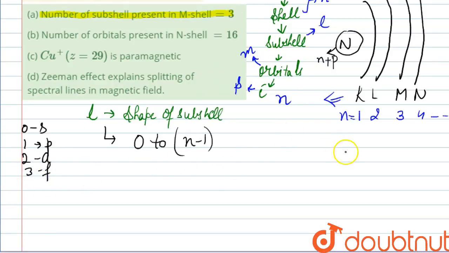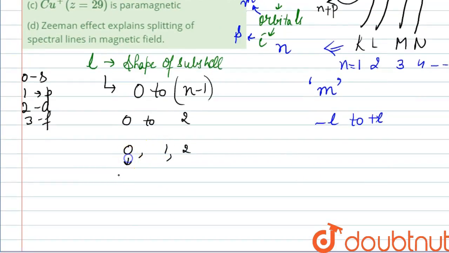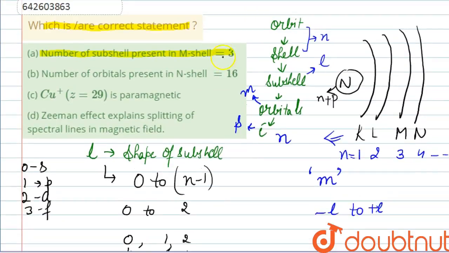If we consider the value of the magnetic quantum number, that is m, it lies from minus l to plus l. Now we are given that the number of subshells present in the M shell is 3. We know that the value of n for the M shell is 3, so the value of l can be 0 to 2, which will be 0, 1, 2. The value 0 is for s, 1 is for p, and 2 is for d. So it will contain 3 subshells, so this statement is correct.